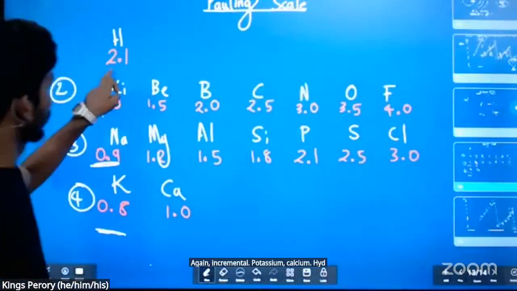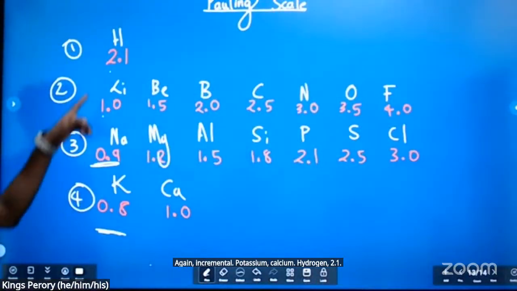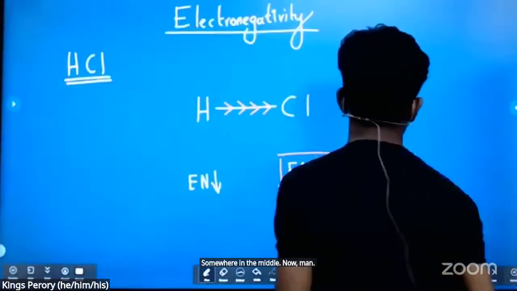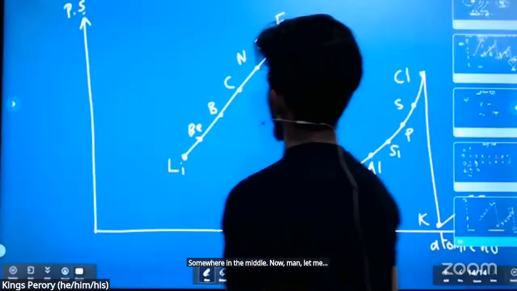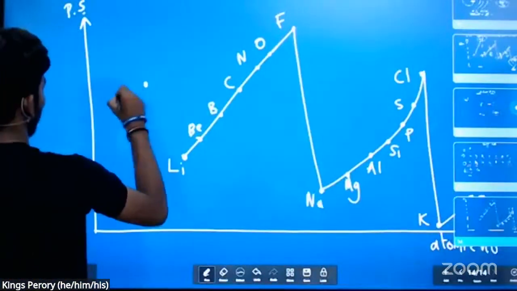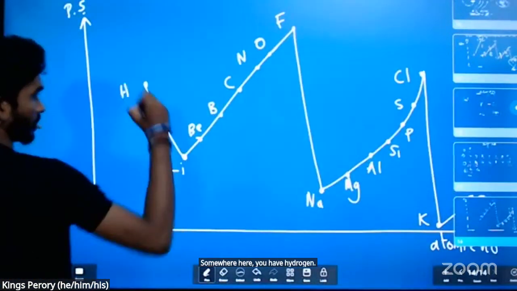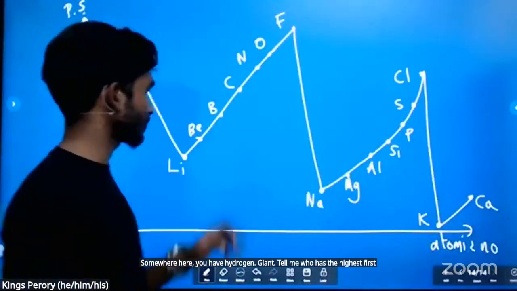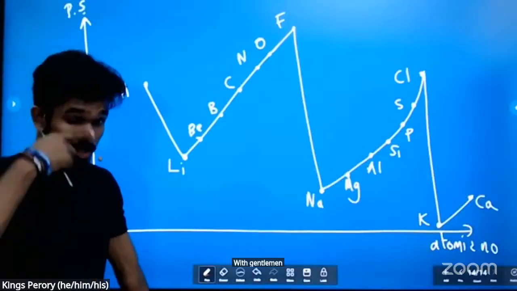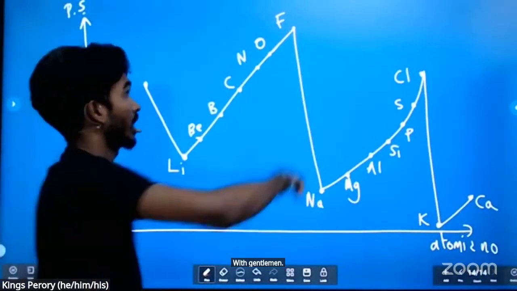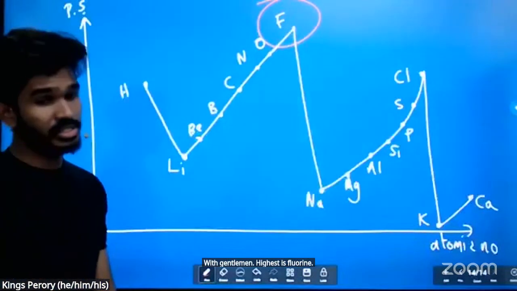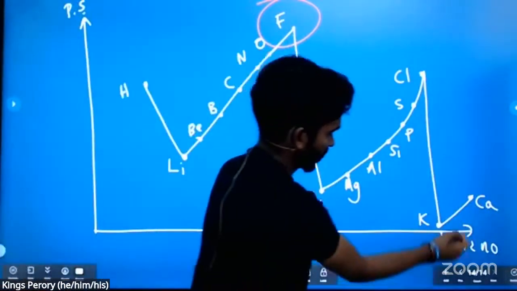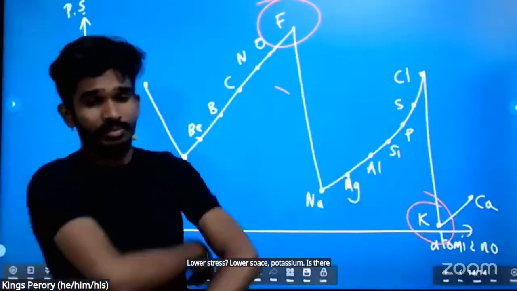Hydrogen, 2.1. Somewhere in the middle. Somewhere here, you have hydrogen. Tell me, who has the highest electronegativity? Which element? Highest is fluorine. Lowest is potassium.